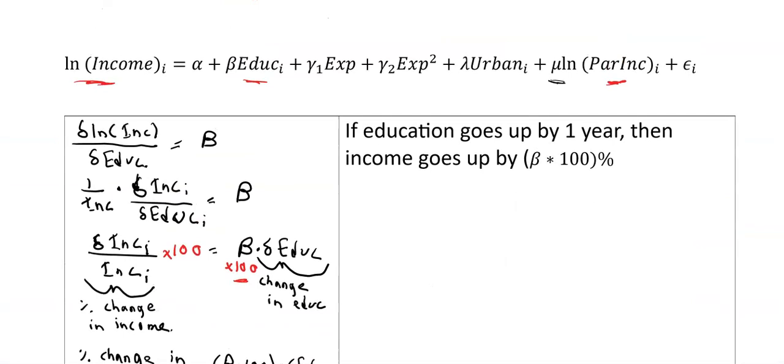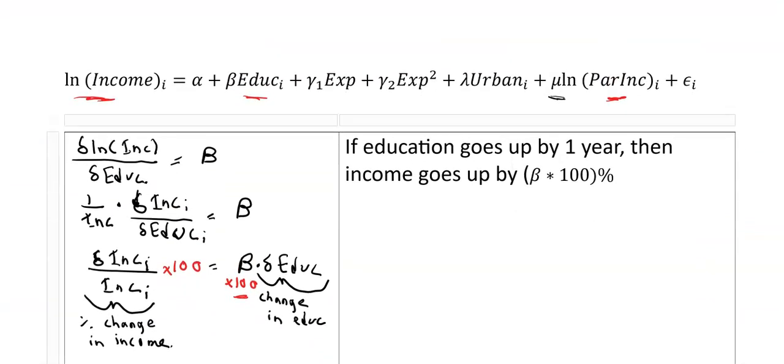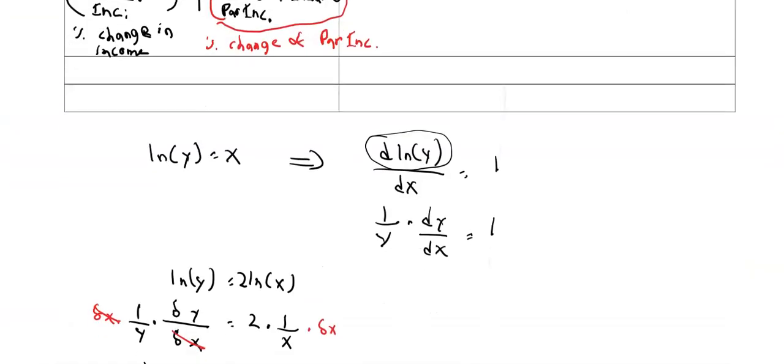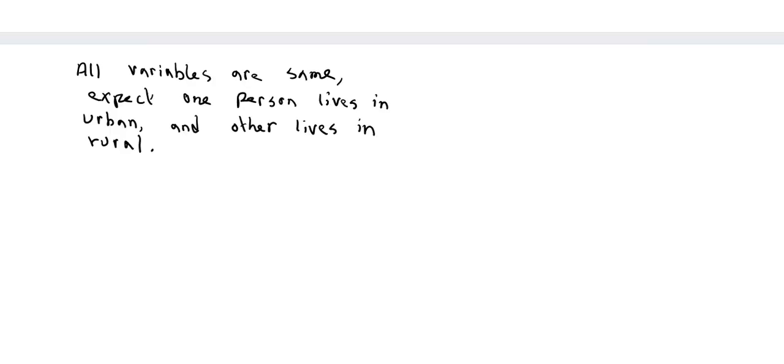Next, let's look at the urban variable. Since the urban variable is a dummy, we cannot take derivatives of it, so let's just assume that everything else is the same, all other variables are the same. If one person lives in an urban area and the other lives in a rural area, how would that affect income? We would say income of the urban person minus income of the rural person. For the urban person, everything else would be the same.